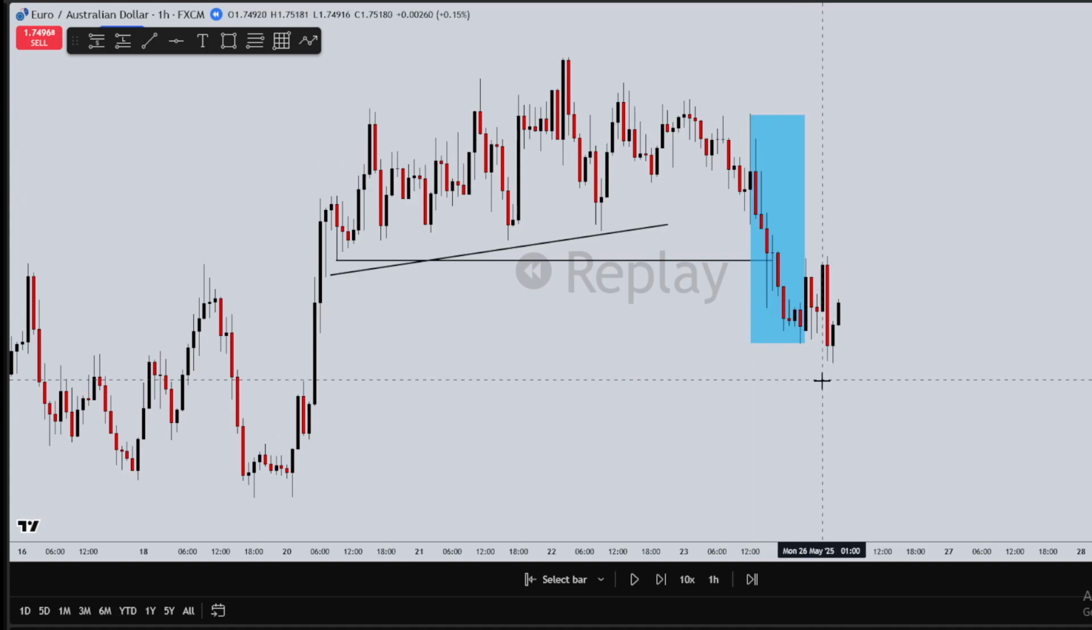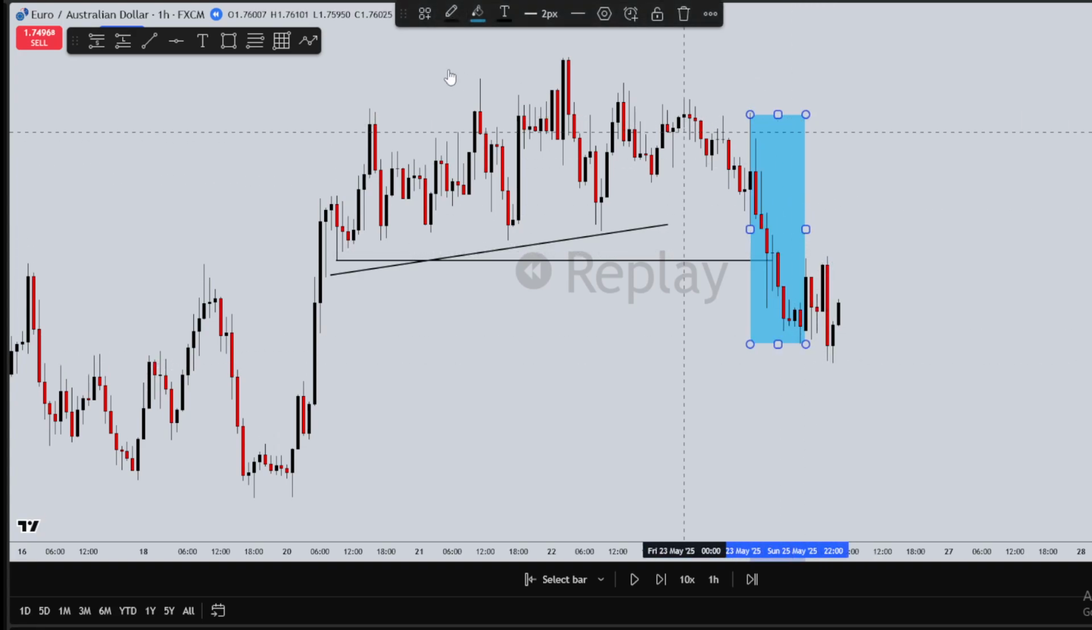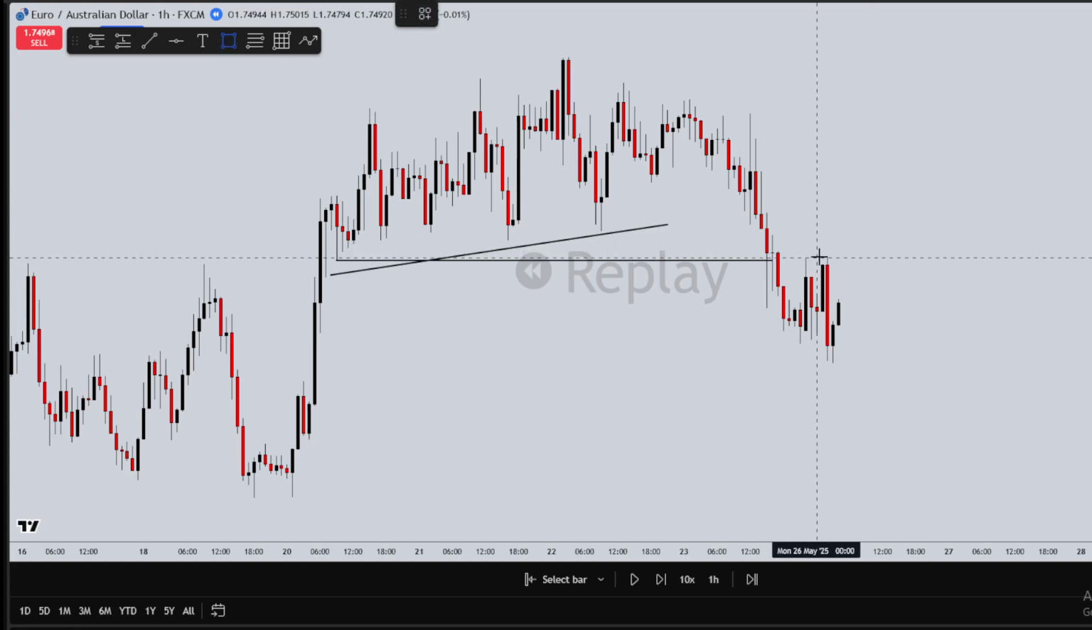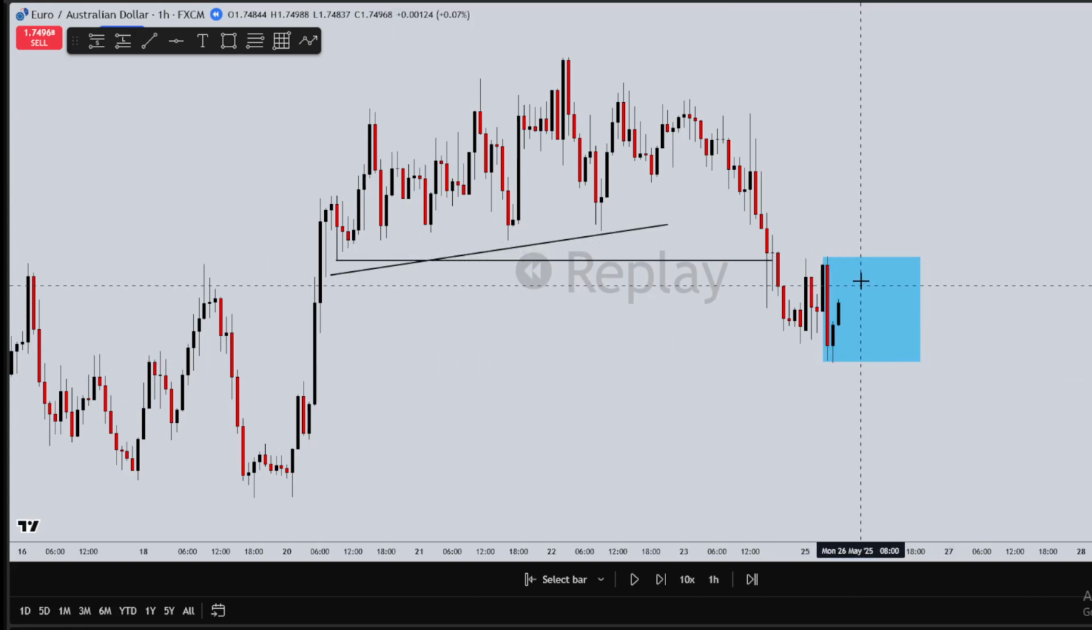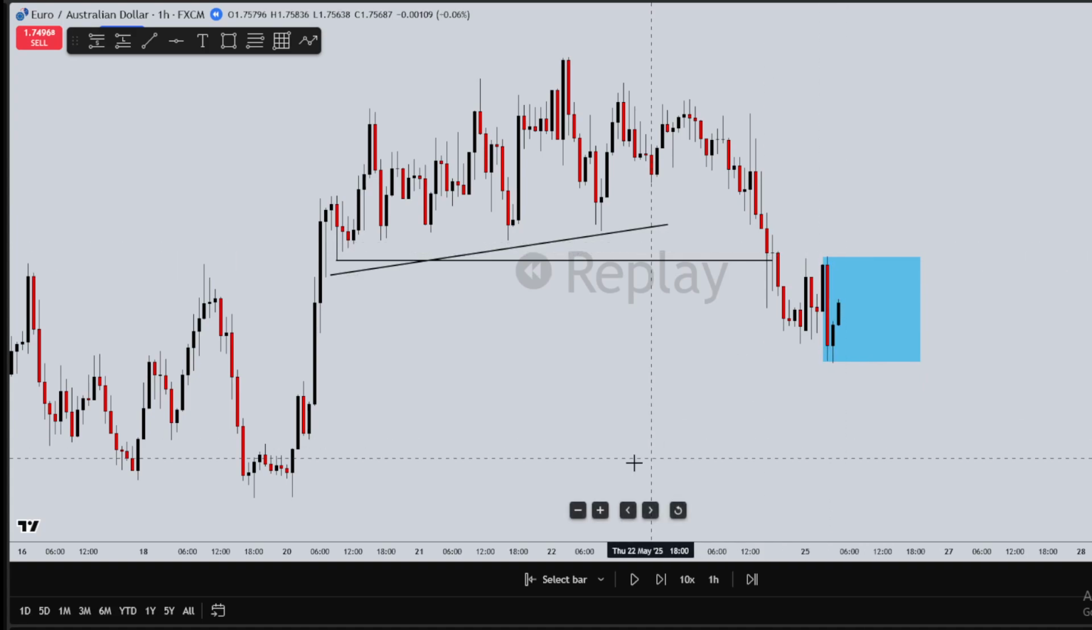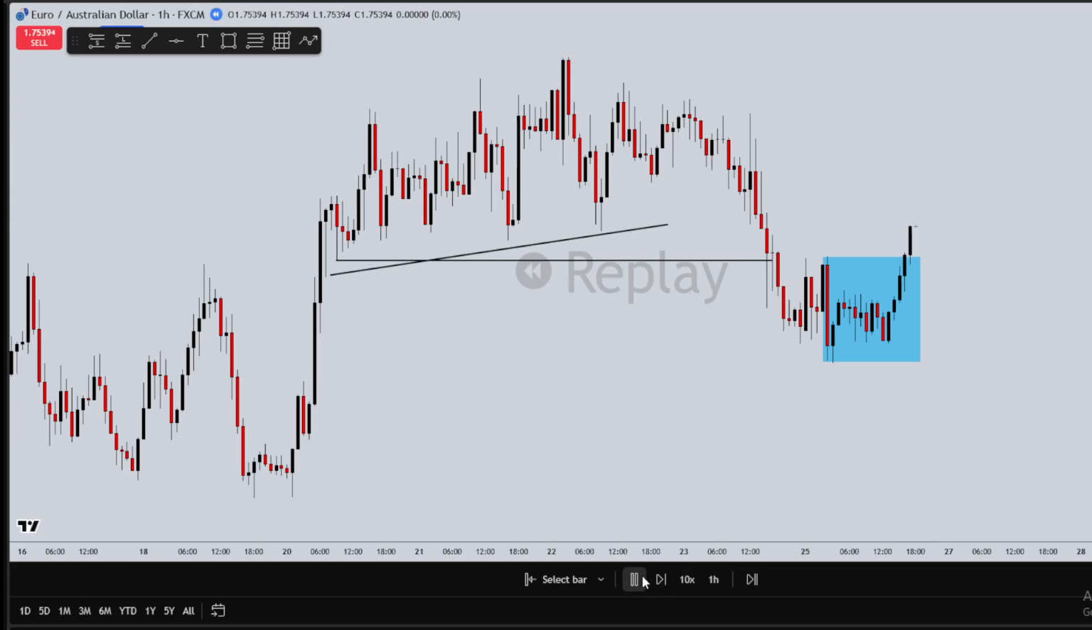But now my order block changes, because this is the new low and this is the origin. So my order block becomes this. Now I'll be waiting for a close above this level. So we'll just play a little bit there. As soon as we close above this level, this zone to me should be safe.